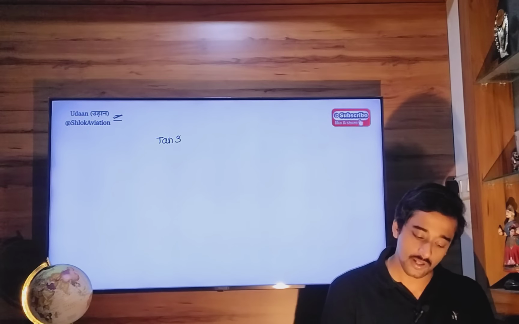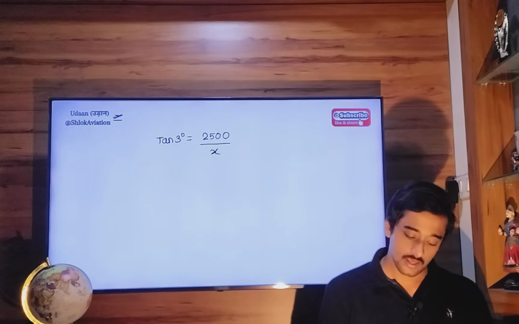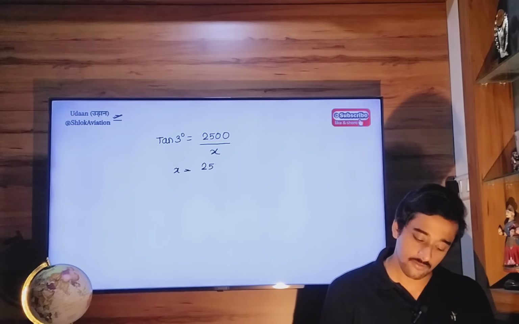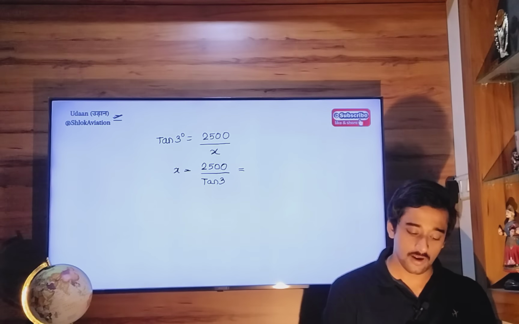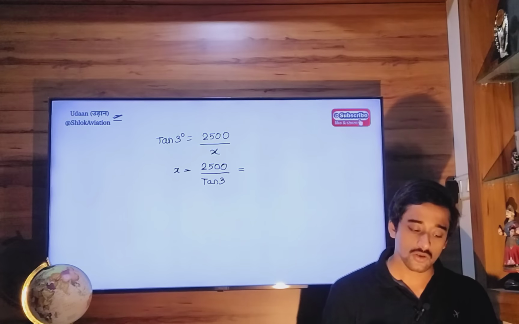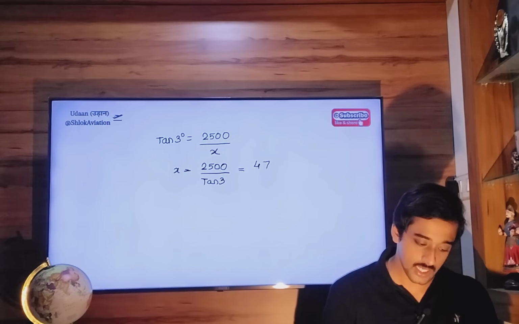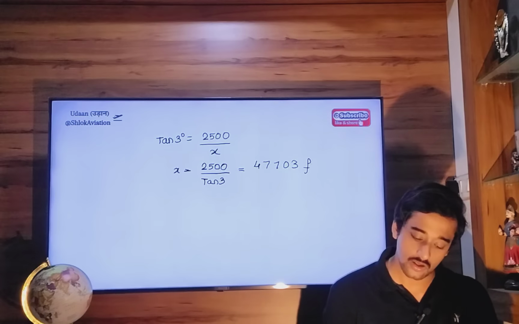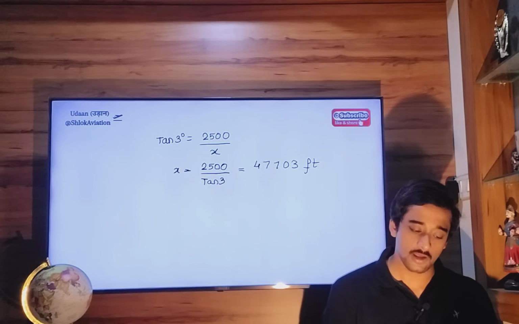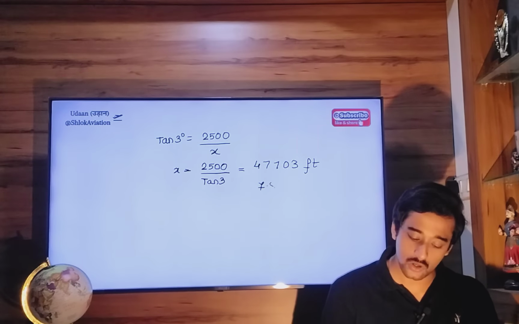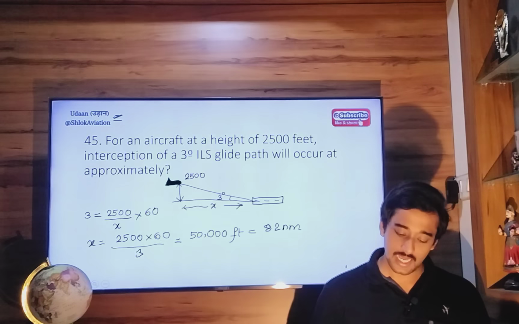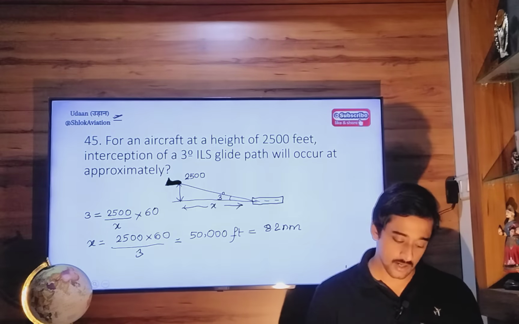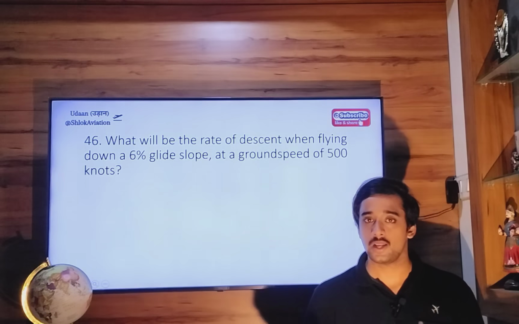Let's use the tan theta formula. So tan of 3 degrees equals opposite 2500 feet divided by distance traveled. So distance traveled will be 2500 divided by tan 3. 2500 divided by tan 3 is 47703 feet, or divided by 6080, 7.8 nautical miles. So approximately 8 nautical miles. Either way, either method will give you that approximate value of 8 miles.